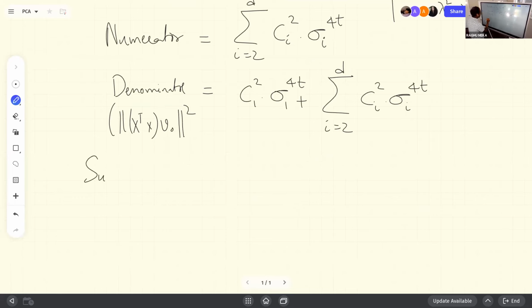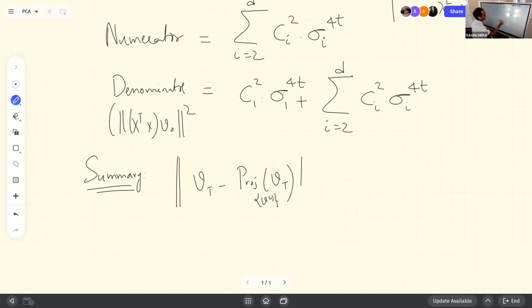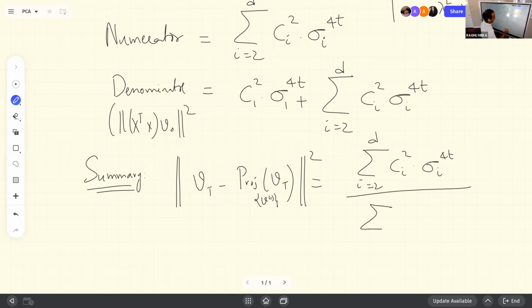So summary, the distance of Vt, Vt minus the length of the projection onto V1, which is the distance to V1 squared, is this ratio. And we need to control this ratio.